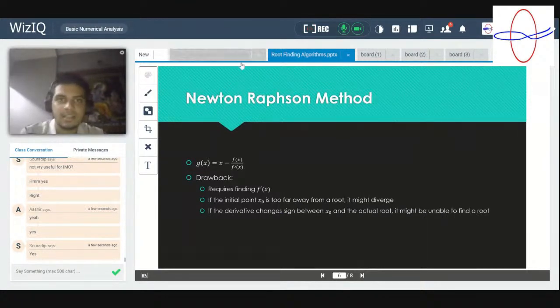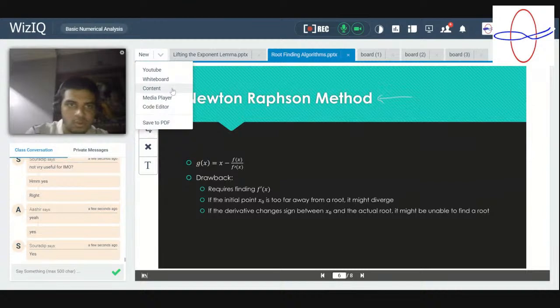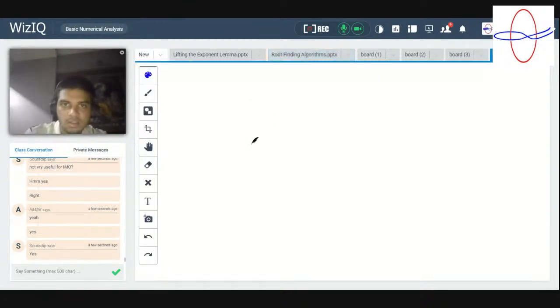So then we come to the next method, right? The Newton-Raphson method is actually a pretty useful method. It converges quickly too, and what it does is, well, let me show you what it does first.